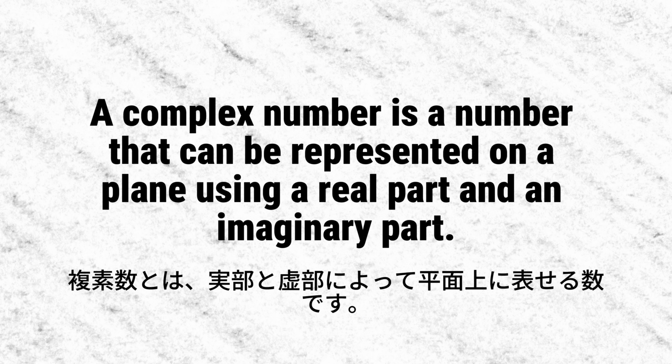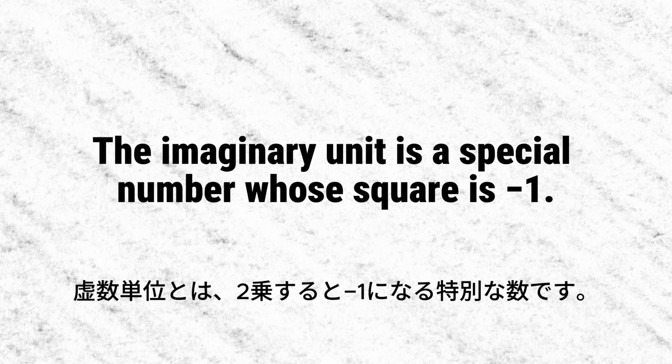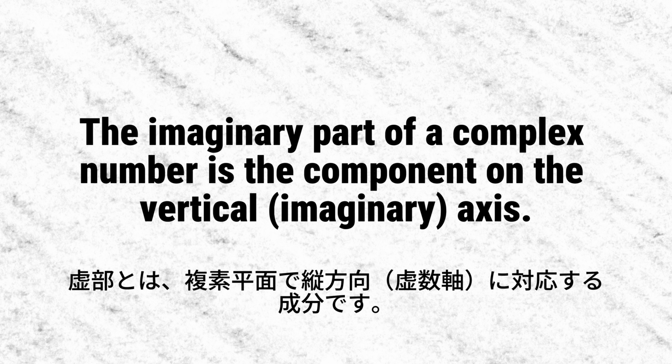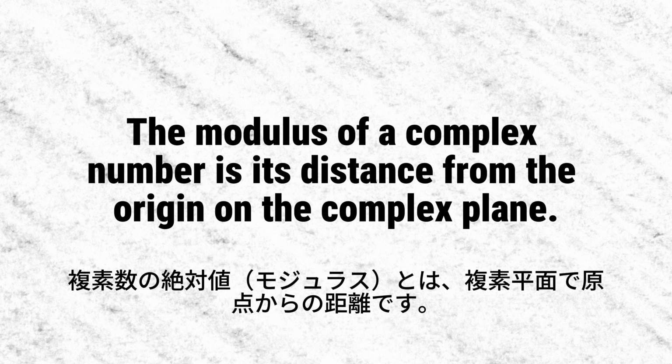A complex number is a number that can be represented on a plane using a real part and an imaginary part. The imaginary unit is a special number whose square is -1. The real part of a complex number is the component on the horizontal, real, axis. The imaginary part of a complex number is the component on the vertical, imaginary, axis. The modulus of a complex number is its distance from the origin on the complex plane.